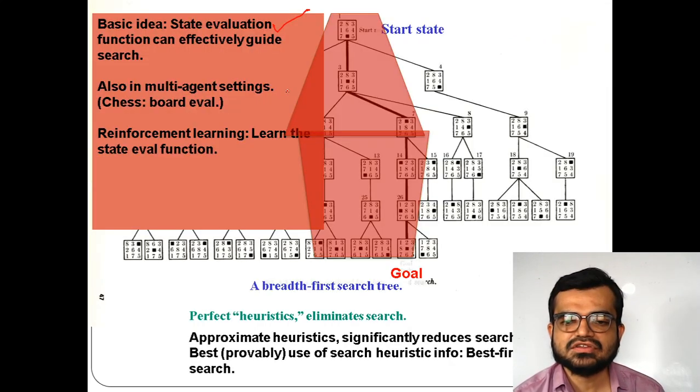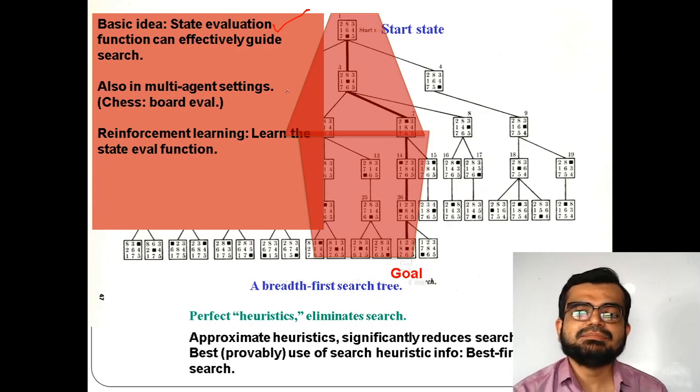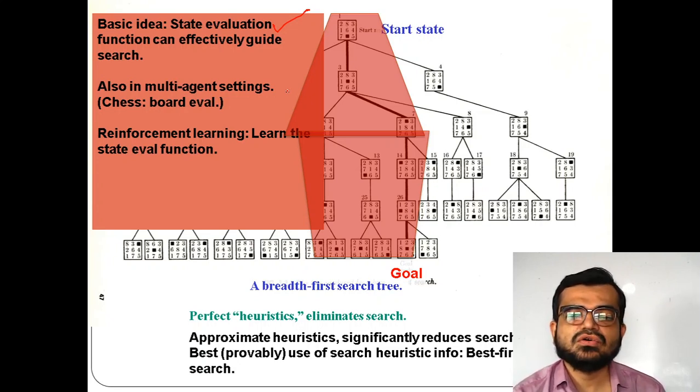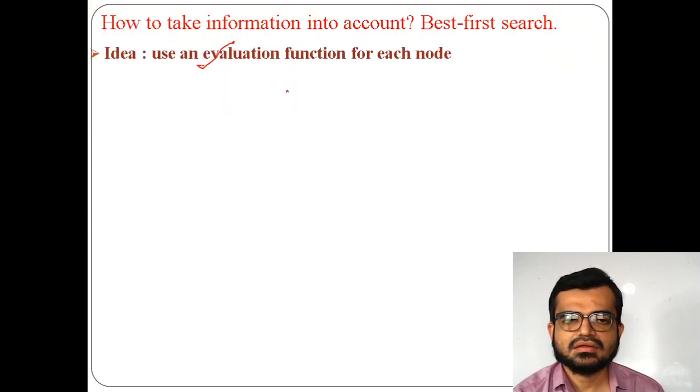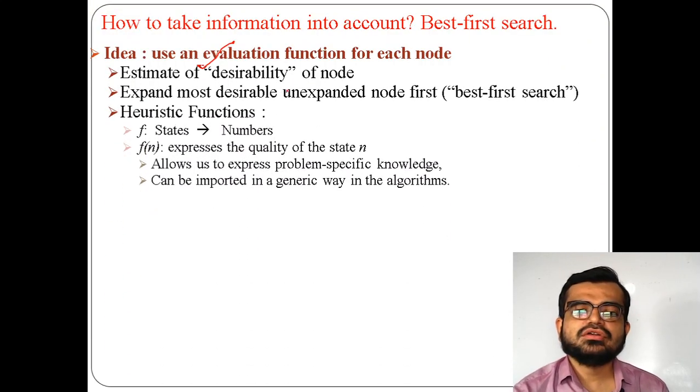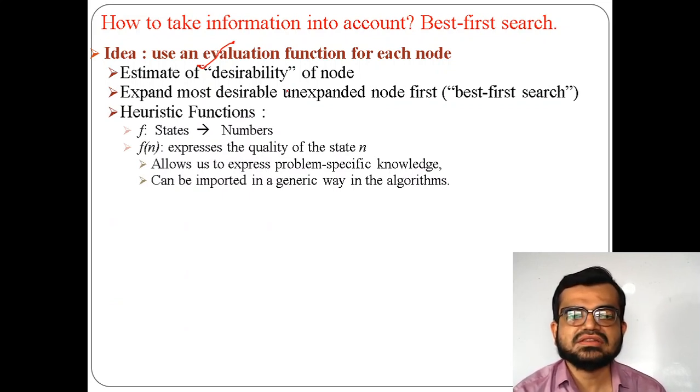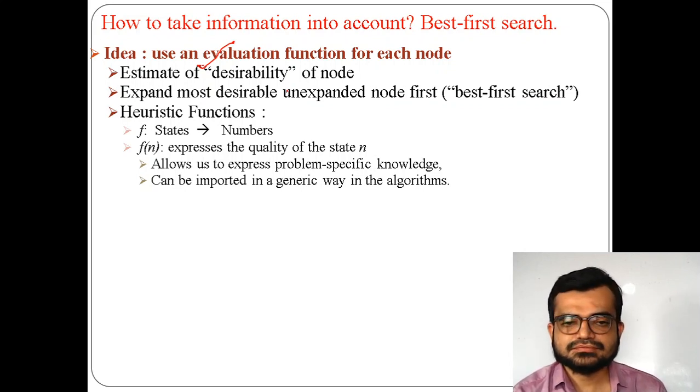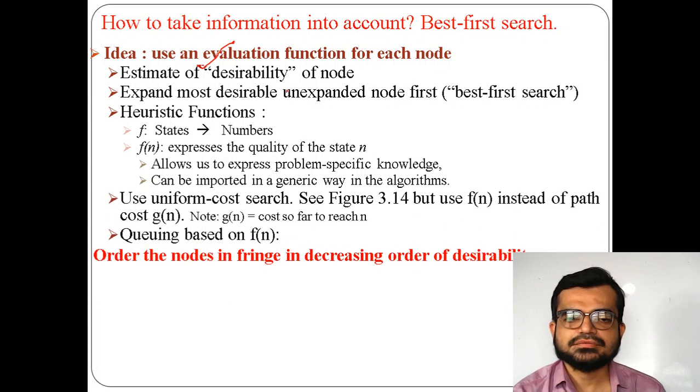For example, if you see this example, in this part, if you are achieving the goal state, then this is the desirable path. Okay. So now heuristic functions will always consider states with numbers. So it has to express the quality of the state. It also allows to express problem specific knowledge. Then only you can do this, because this is informed search.